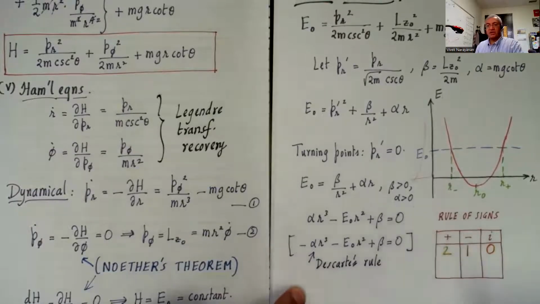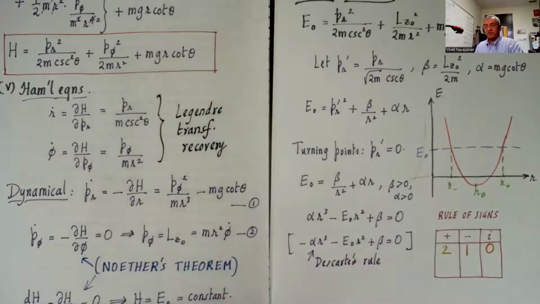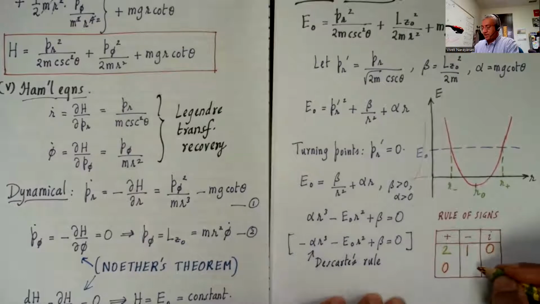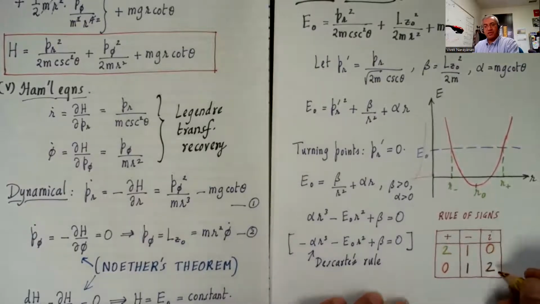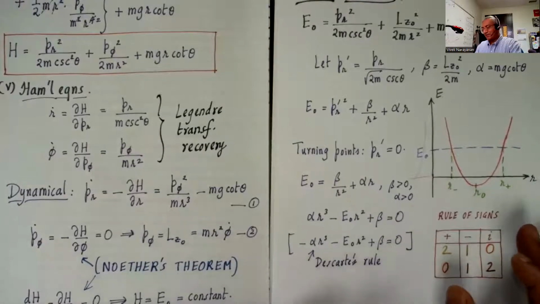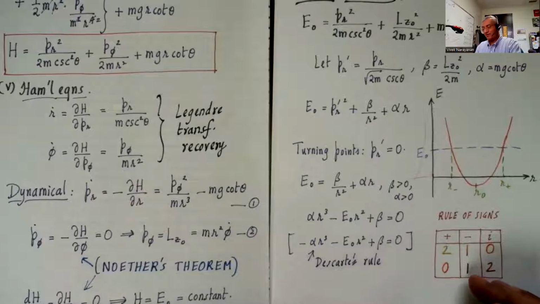The other option you can have is the number of positive roots can drop by 2. Then the 2 has to be over there. Well, unfortunately, or fortunately, we don't have that situation. That situation will only happen if you have E naught less than 0, for example. So we're not worried about this situation.